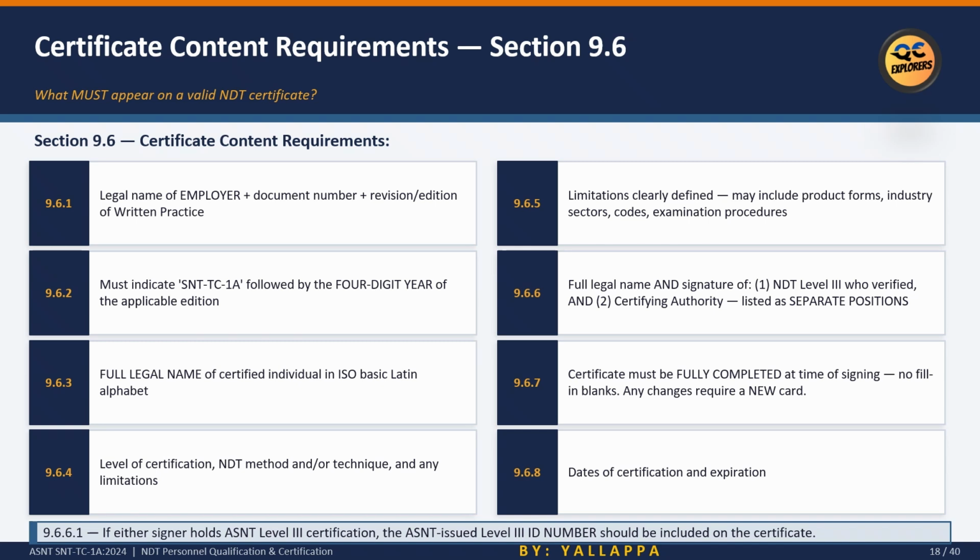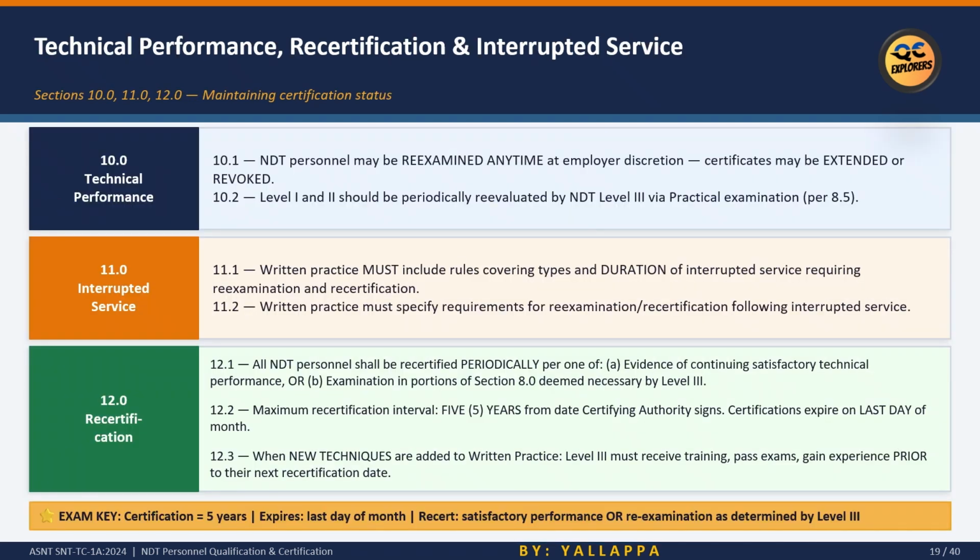Another important rule. The certificate must be fully completed at the time of signing. No blank spaces are allowed. If modifications are needed, a new certificate should be issued. Now let us discuss recertification and interrupted service. Employers may re-examine personnel at any time if technical performance is questionable.